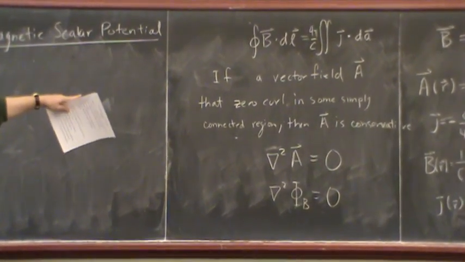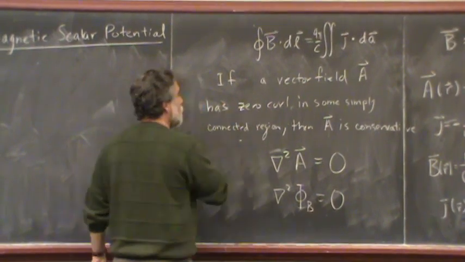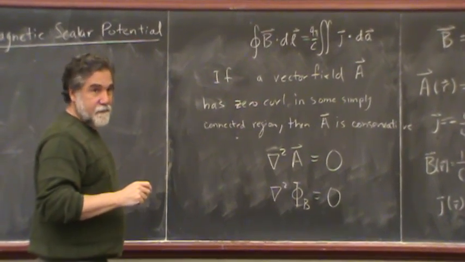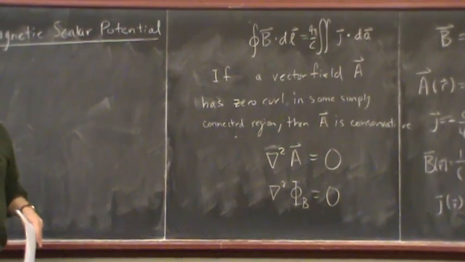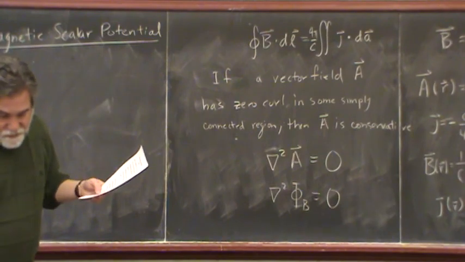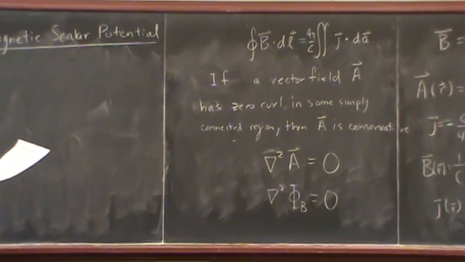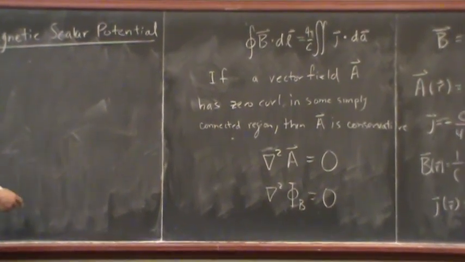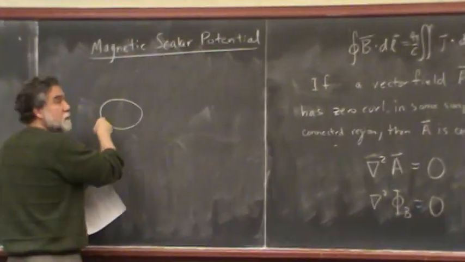So if a vector field has zero curl in some simply connected region, then A is conservative. If it's conservative, then the curl is 0. So this was the statement in chapter 1, and he went about proving it. I'm just going to mention the condition that's important to that relationship. What we're actually doing is employing Stokes' theorem, so we have the integral around a closed path.